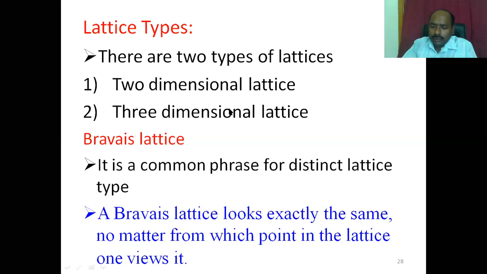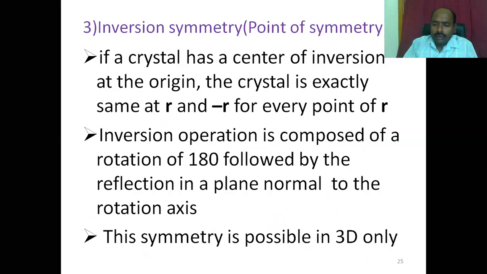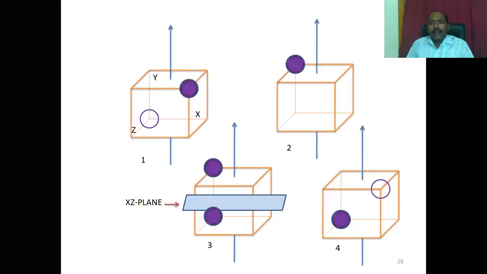Next, we have discussed plane of symmetry or mirror symmetry. Here, about a particular plane, whatever environment we observe on one side, we observe the same environment on the opposite side with respect to that plane. Such a plane is called a mirror plane.